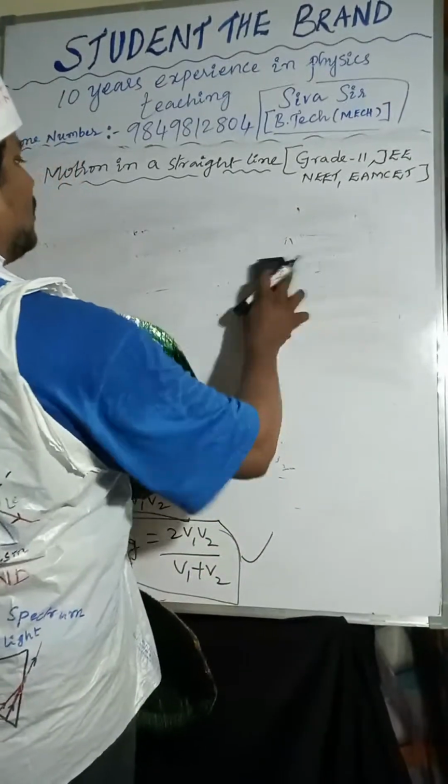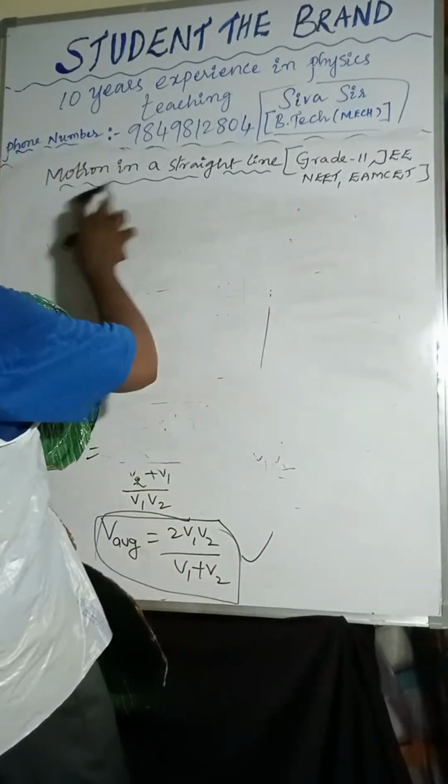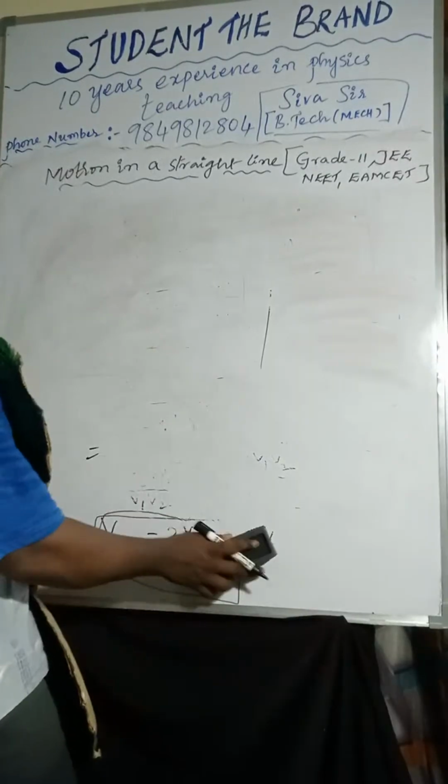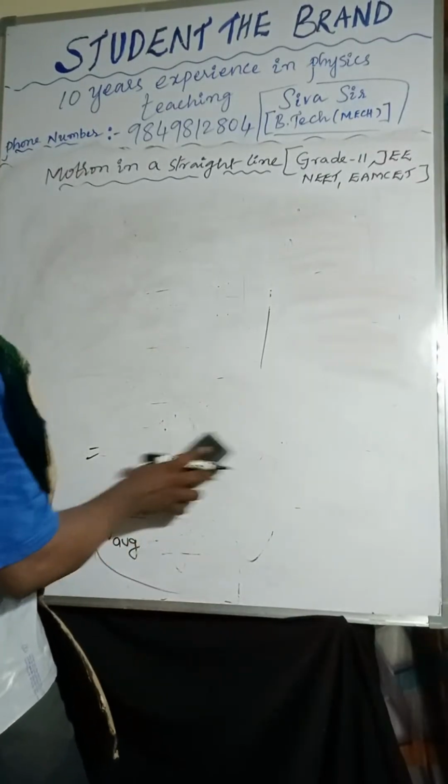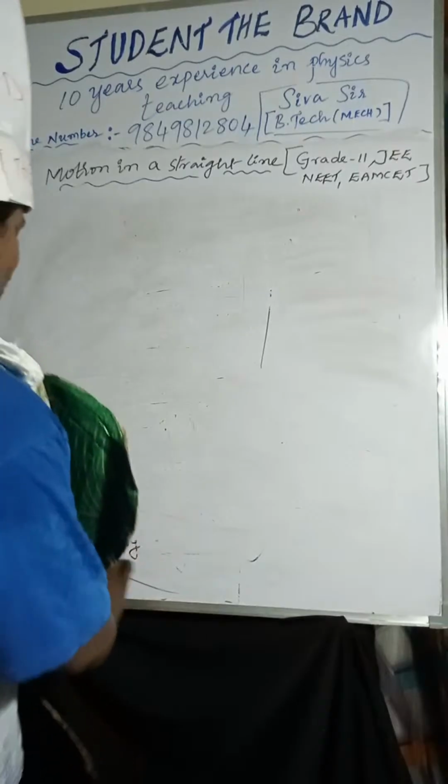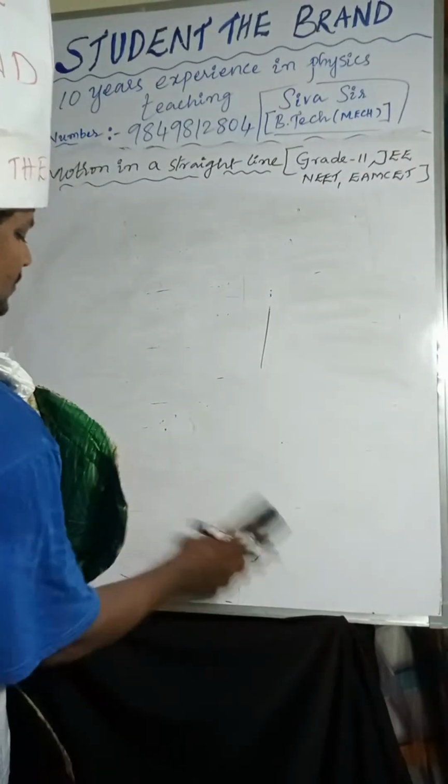Next one, so we are going to the equations of motion. So that is only speed when now the values are given. So we can find out. Okay, so now we are going to the next one.